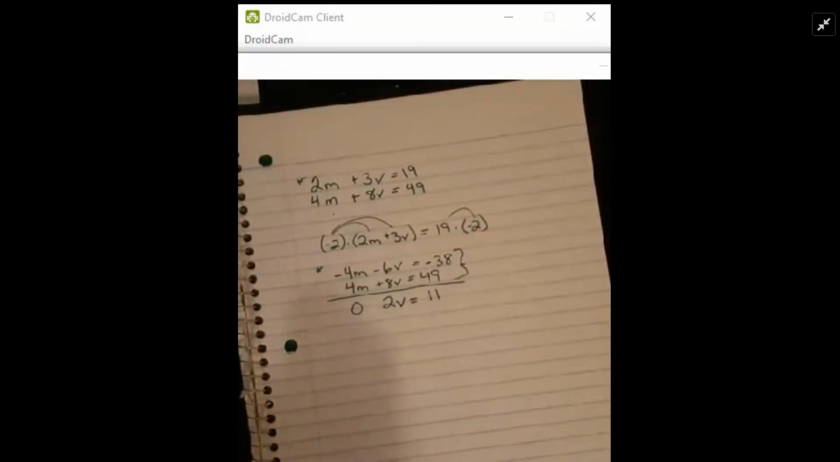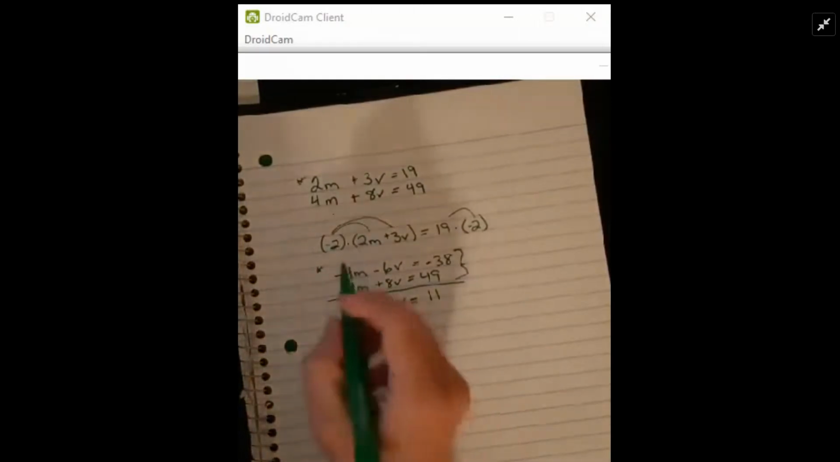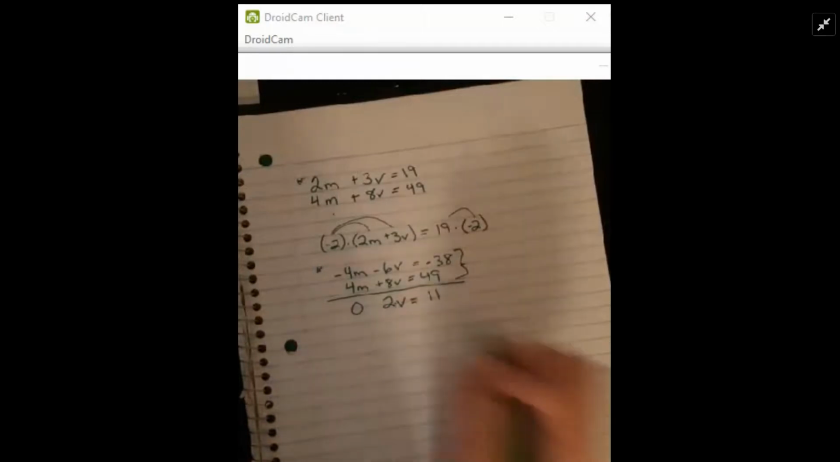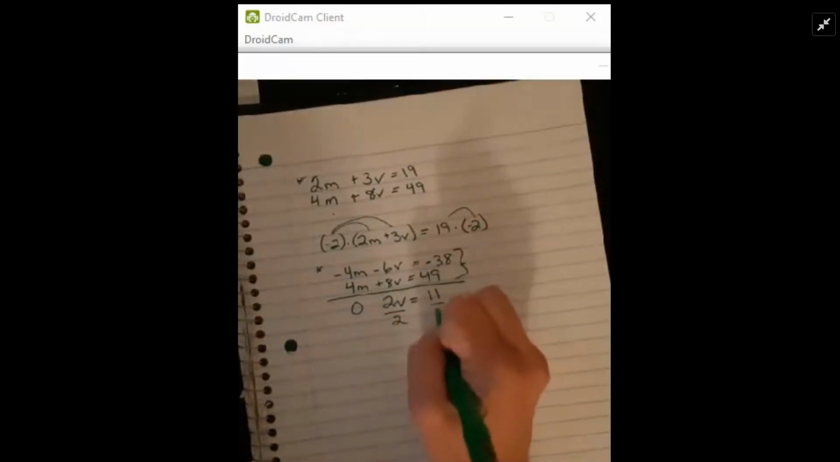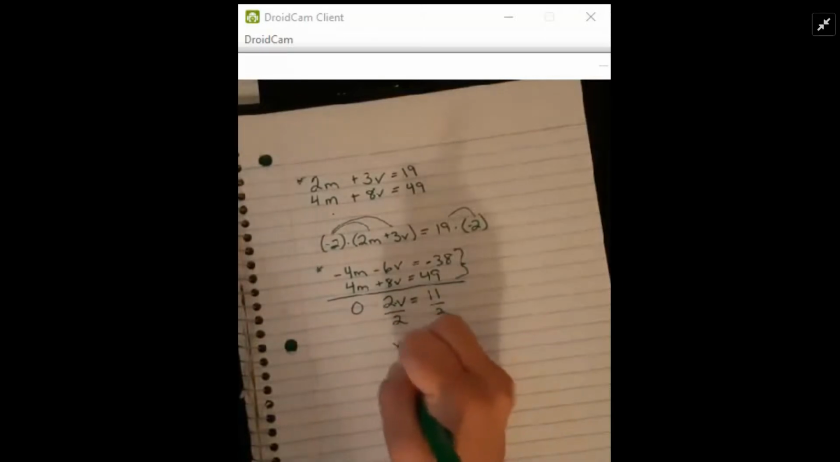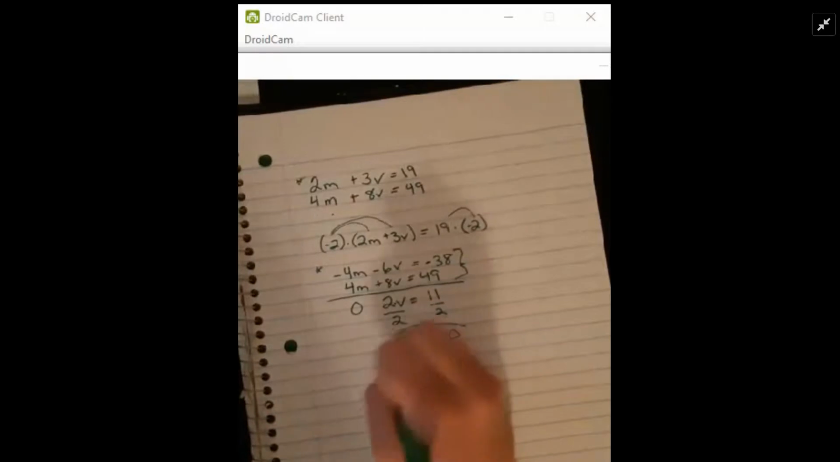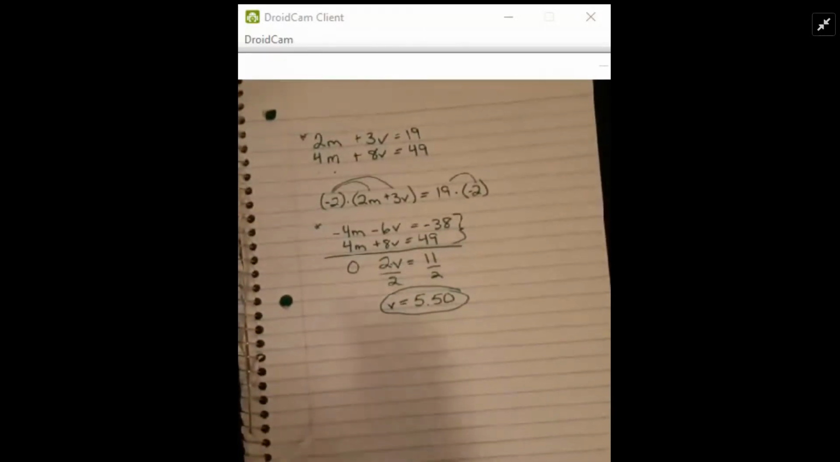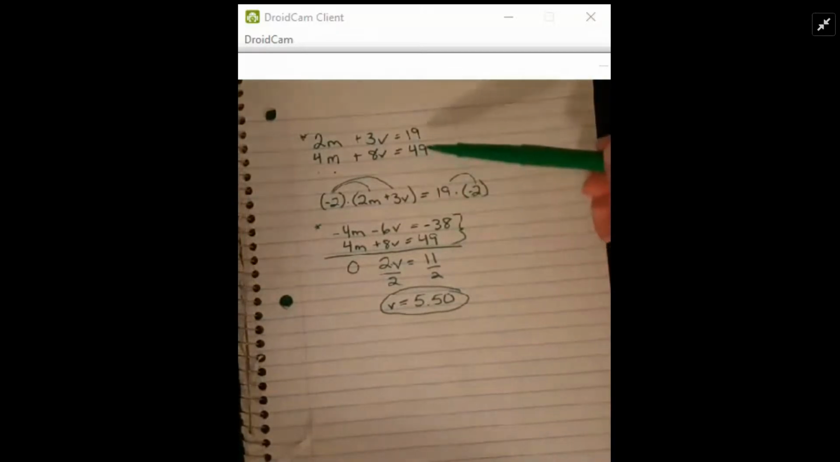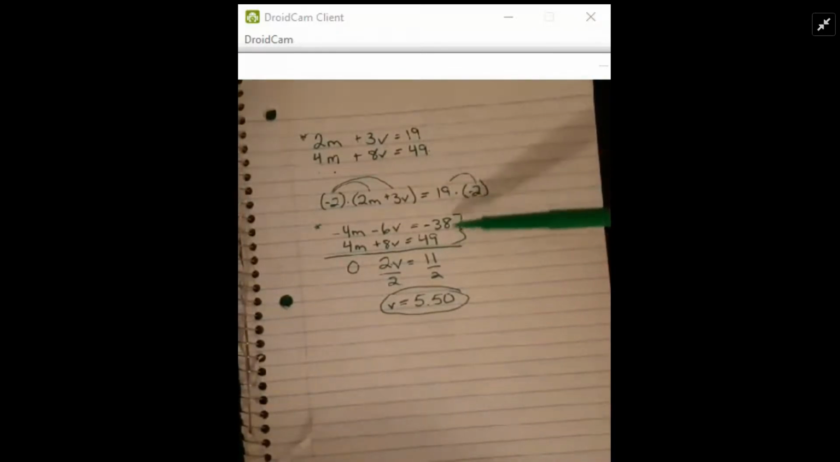All right, so now we're just left with 2v equals 11. So the way I'm going to get rid of this times 2 is just divide by 2. And remember, if you do it to one side, you've got to do it to the other side. So our video games equal $5.50. There's your v.